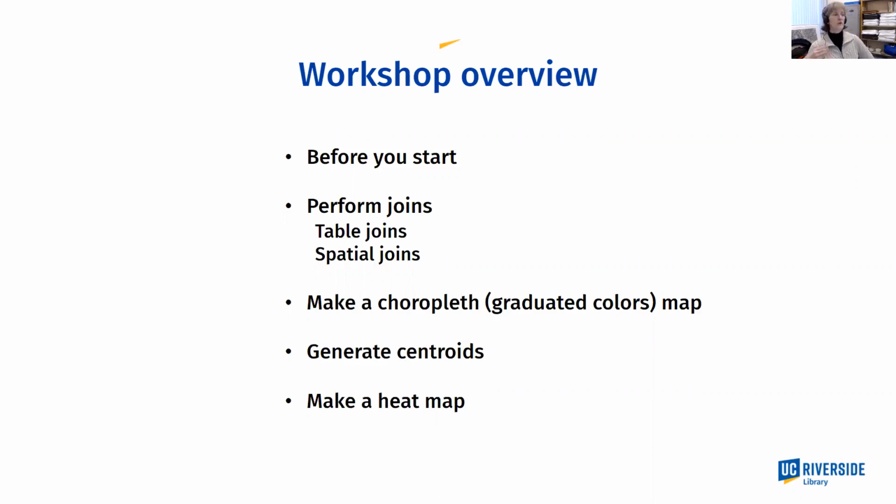So today we're going to look at how you perform joins, either with tabular data or spatial join. And then we will look at how you make a Choropleth map. That term always sounds so technical, but really what it means is it's a map that uses graduated colors to represent values of different features on the map. And I'm sure you've all seen one, but once we get talking about it, you'll recognize what this is.